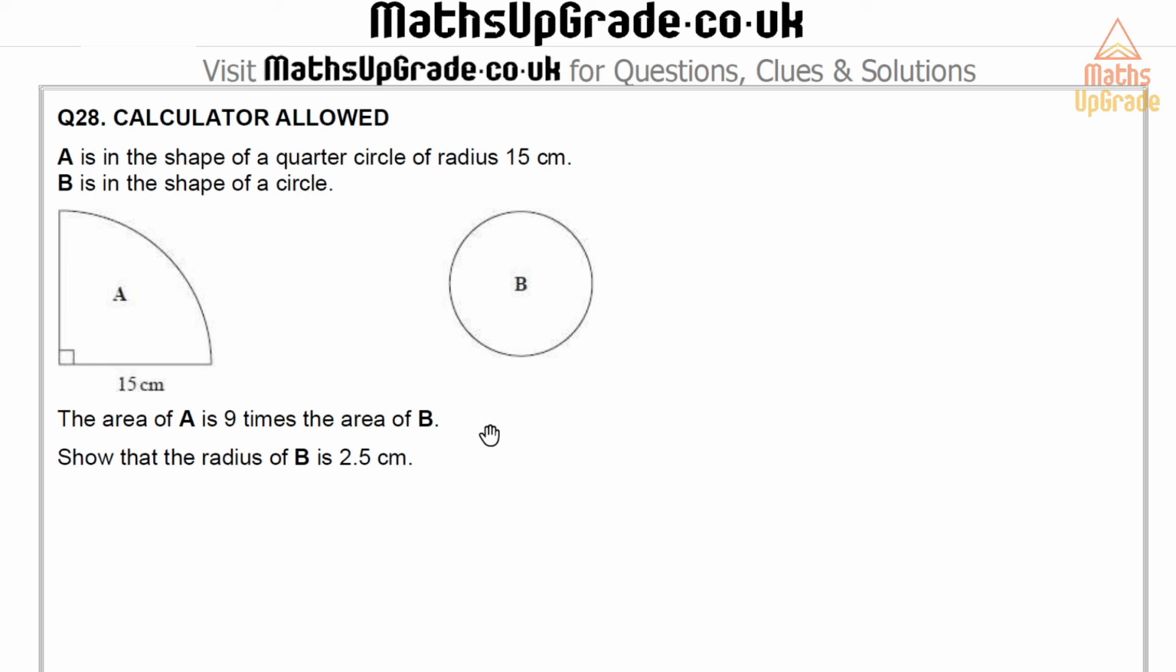So the way I'm going to tackle this question is I'm going to first of all find the area of A, bearing in mind it's a quarter of a circle. Then I'm going to find the area of B, given the information here. Then I'm going to use the fact that the area of a circle is pi r squared to find the radius of B. Okay, so let's do that now.